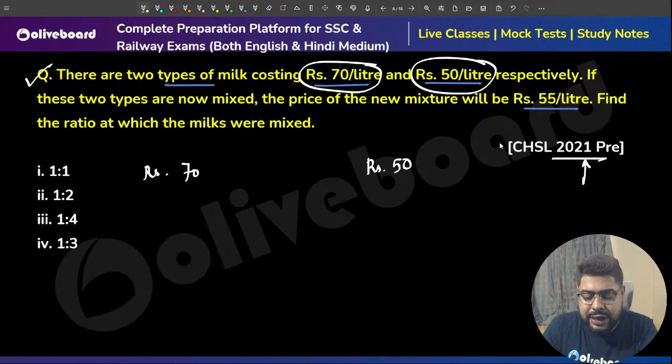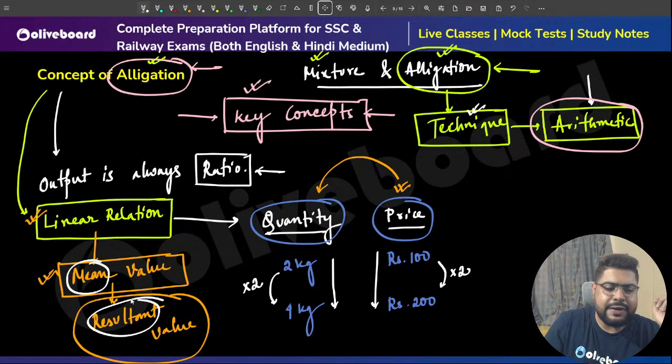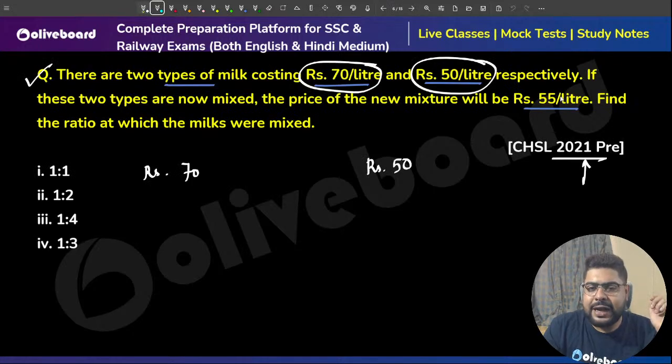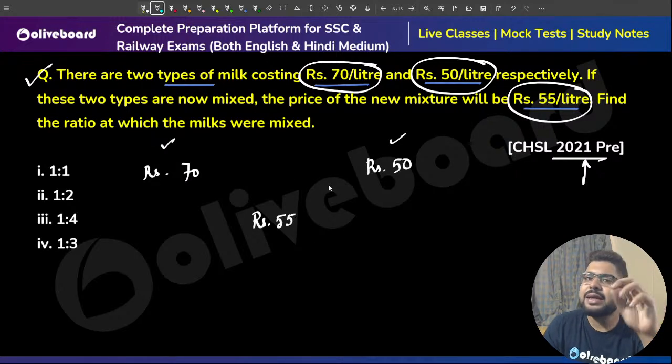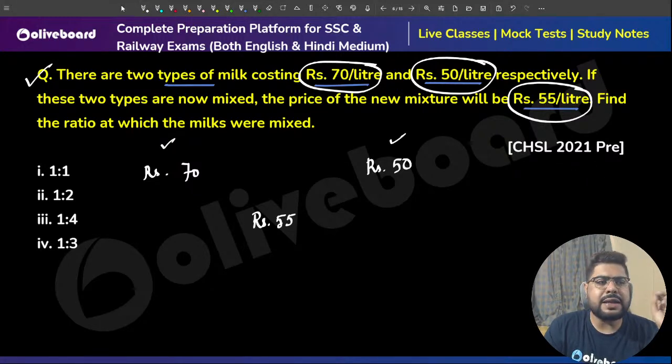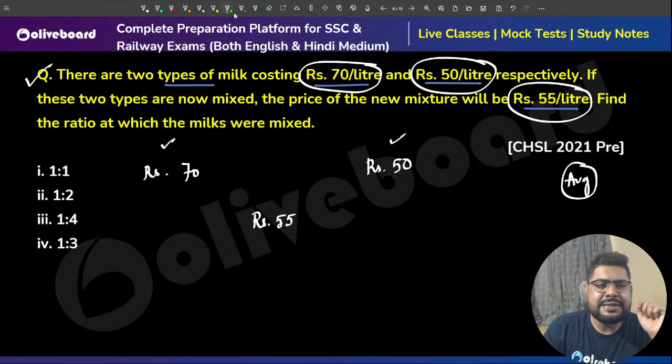Now you always need the mean value, or the resultant value, after mixing. And always remember that value will always be in between these two values, that is rupees 55 as given. Sir, why does this happen? There is a very simple concept. If you take the average of 5 numbers, the average is always greater than the lowest value and smaller than the highest value.